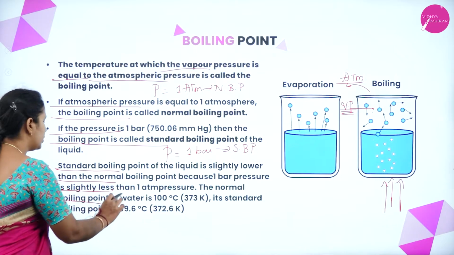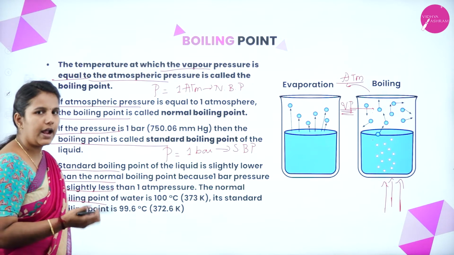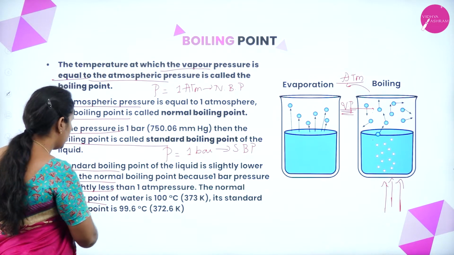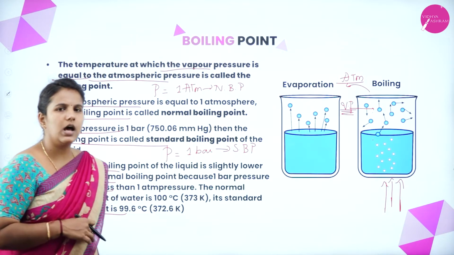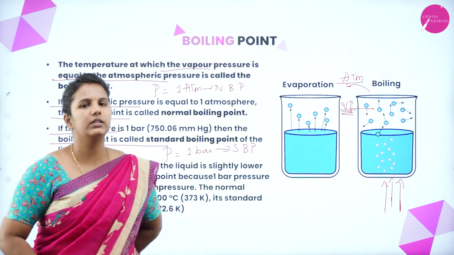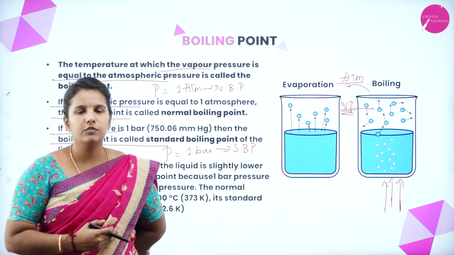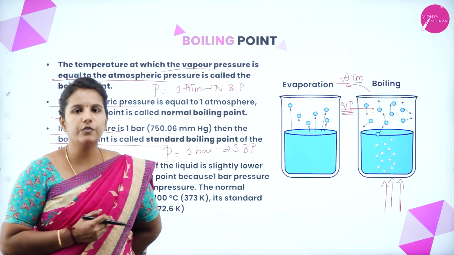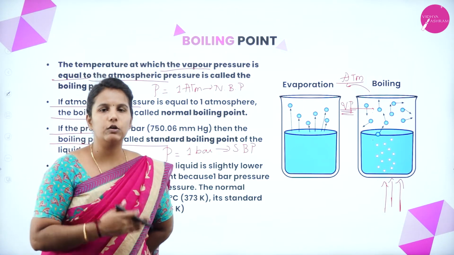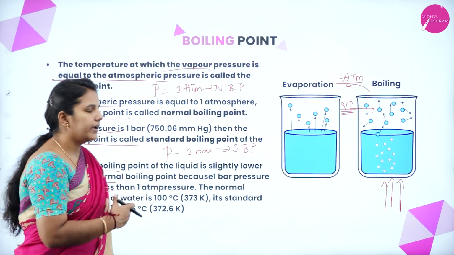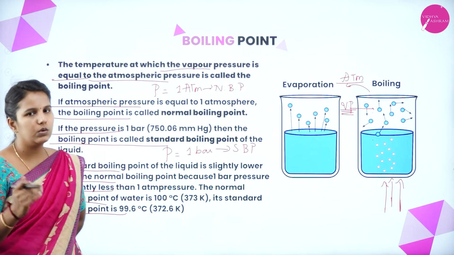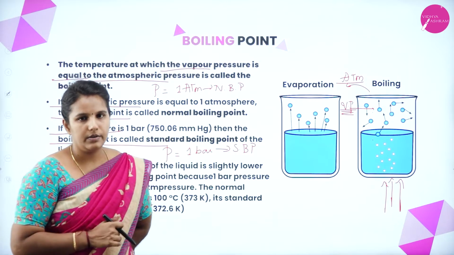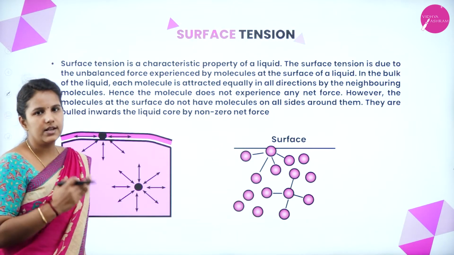The normal boiling point of water is usually 100 degrees, and the standard boiling point of water will be 99.6 degrees. This is how we can easily define the boiling point of water, and it can be expressed in two ways: the normal boiling point, only when the pressure is equal to 1 atm, and the standard boiling point, only when the pressure is equal to 1 bar. Next we'll see surface tension.